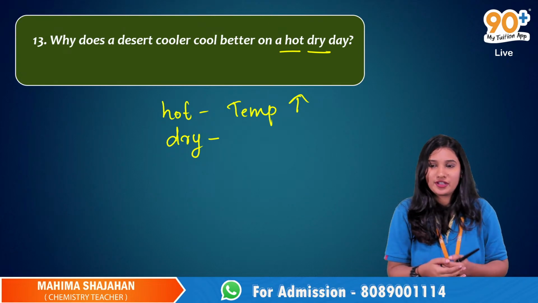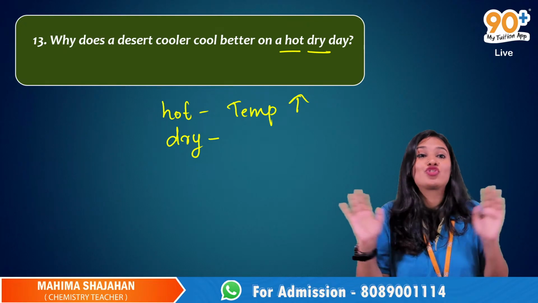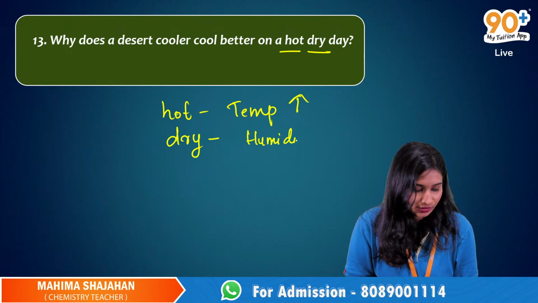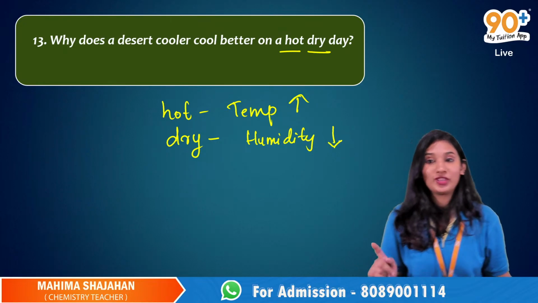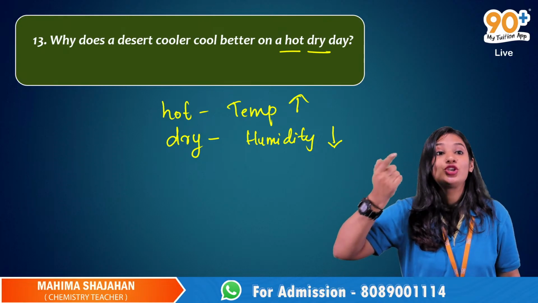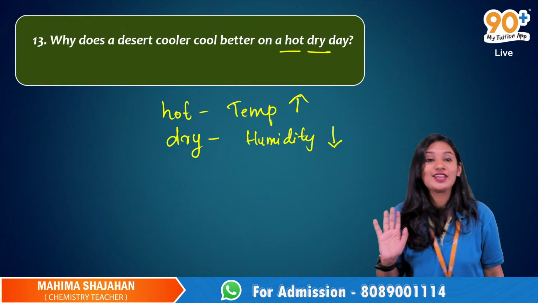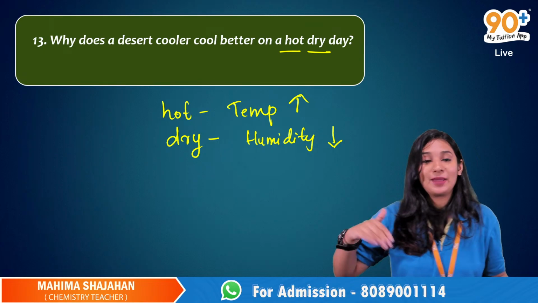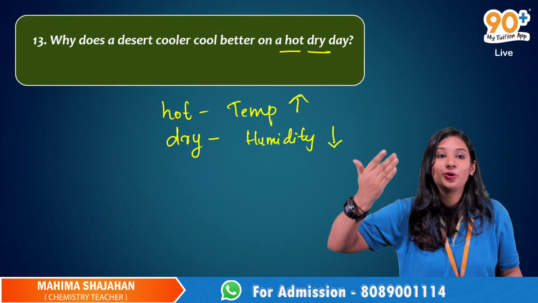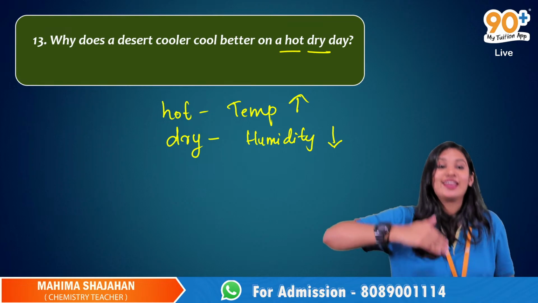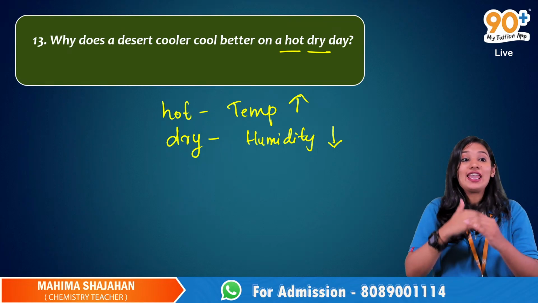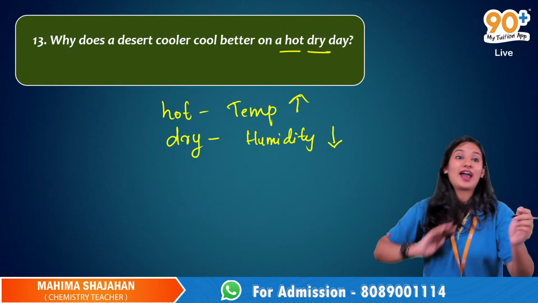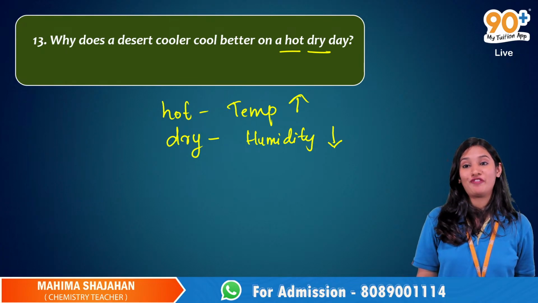The atmosphere is dry, there are no water vapors. It's dry, that means humidity will be less. Okay. So temperature high, humidity less. Both these conditions increase evaporation, right? When temperature increases, evaporation increases. When humidity decreases, then also evaporation increases. So the rate of evaporation will be very high. Yes, these are the factors which increase the rate of evaporation.